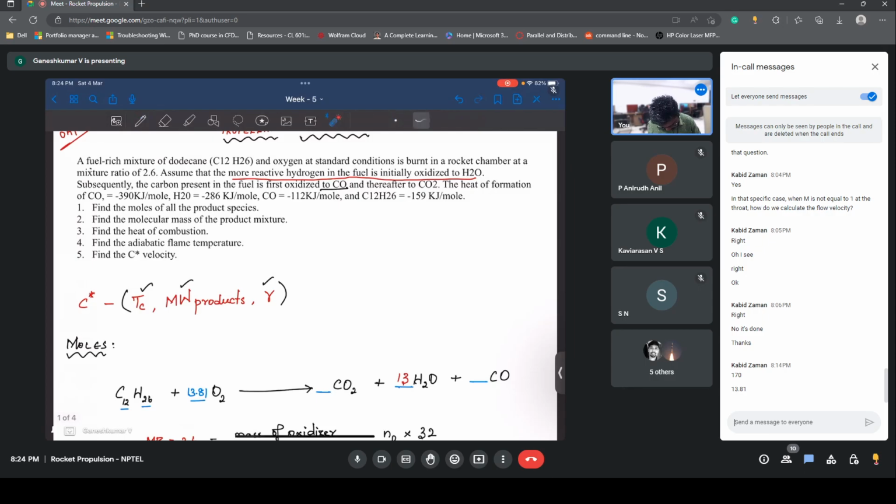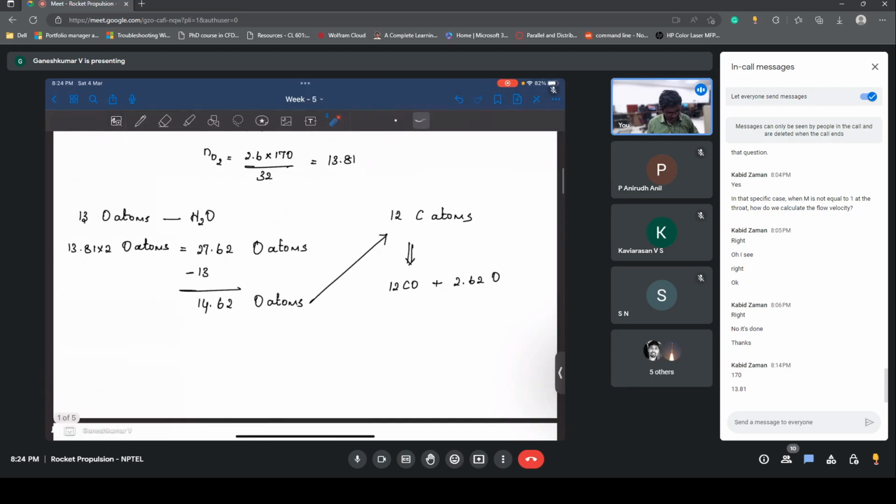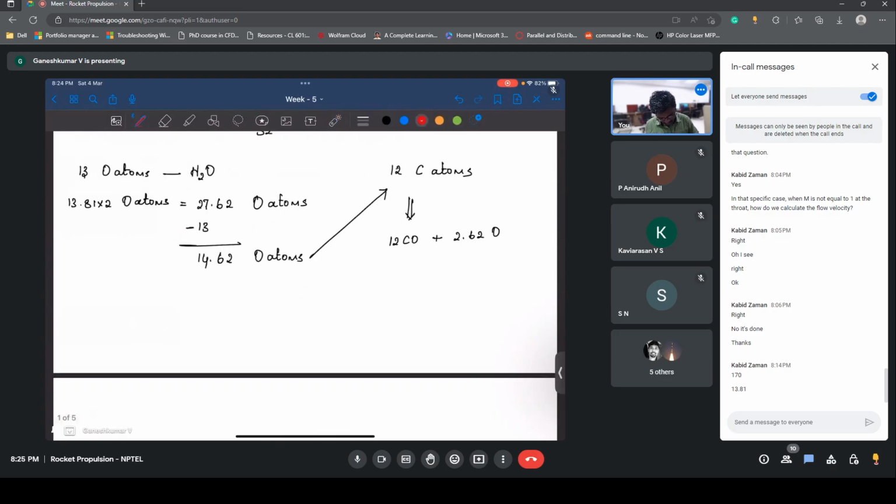If you go back, the carbon present in the fuel is first oxidized to CO. First I'm fully oxidizing to CO, and thereafter to CO2. So if some oxygen is left, I will oxidize CO to CO2. We do have some oxygen left, which is 2.62. Now, how do we go about it? Now I can have CO2, but how many CO2 would I take?